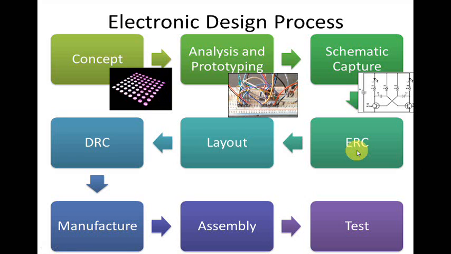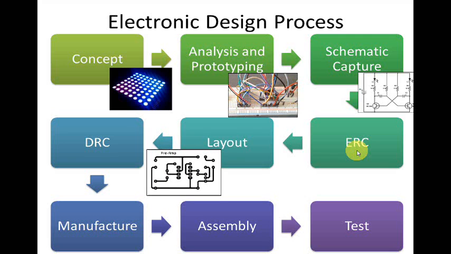Then once we have a verified schematic, we can move into layout. And this is where we actually lay out the parts on what will become our printed circuit board. We determine where the wires are going to go, where the parts are going to be laid out, and we can do what's called a DRC, which is a design rule check, to make sure that parts aren't overlapping and that wires don't cross too close to each other and all kinds of stuff like that.